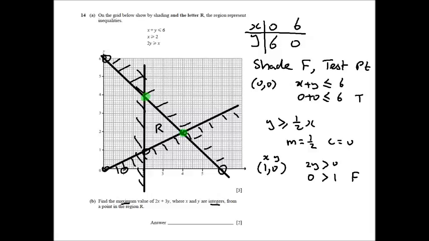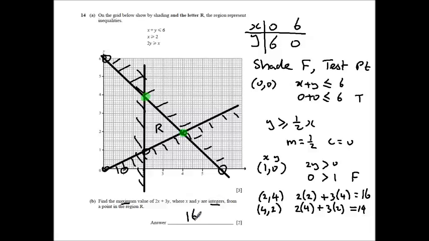So if I substitute to work out what the maximum value is, first of all we'll use the point 2, 4. It has to be the 2x plus 3y, so it's 2 times 2 plus 3 times the 4, which gives me a value of 16. I'll then test the point 4, 2. Again, it's 2 times the x value and 3 times the y value, which gives me a value of 14. Therefore, the biggest value I can obtain from the expression is 16, and it occurs at the point 2, 4.